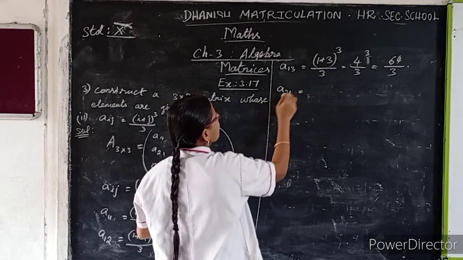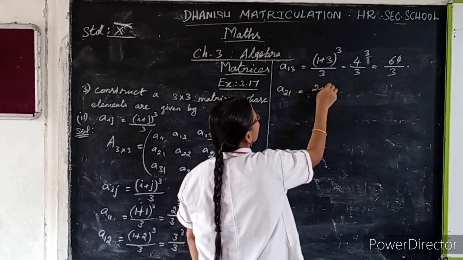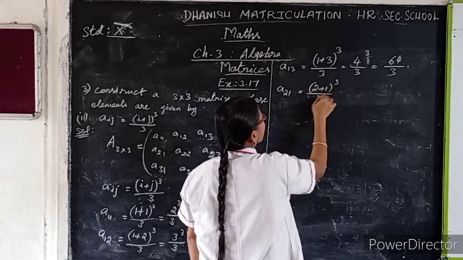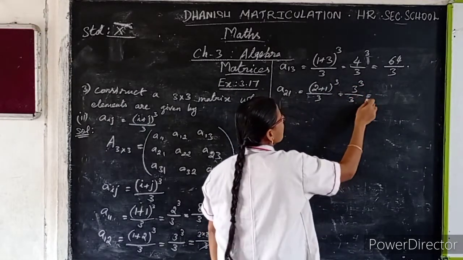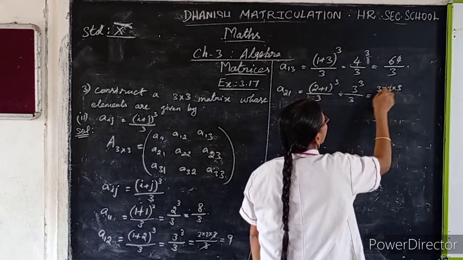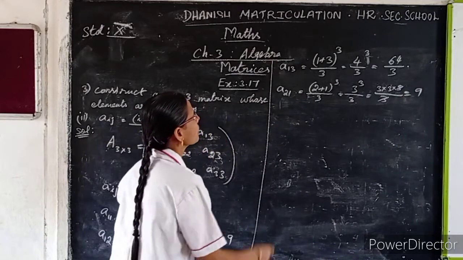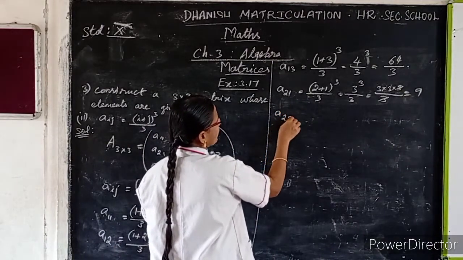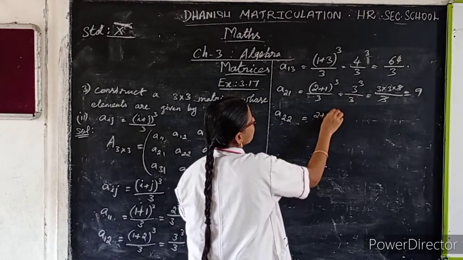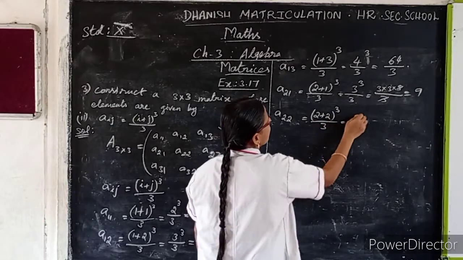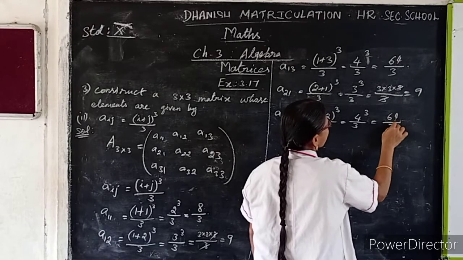A21. I is 2, j is 1. So 2 plus 1 whole cube divided by 3. 3 cube by 3. 3 cube is 3 into 3 into 3 by this 3. 3 3 get cancelled. 3 3 is a 9. Next A22. I is 2, j also 2. So 2 plus 2 whole cube by 3. 4 cube by 3 equal to 64 by 3.